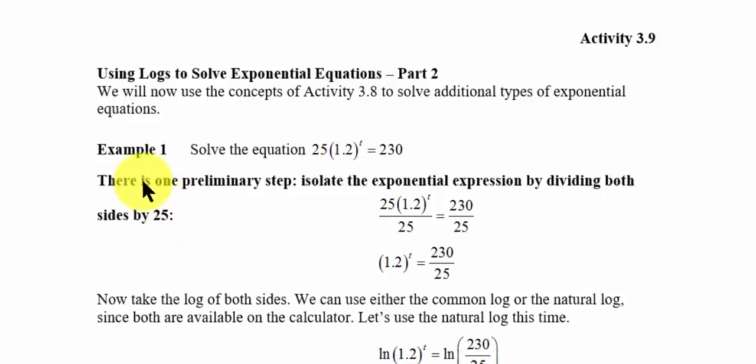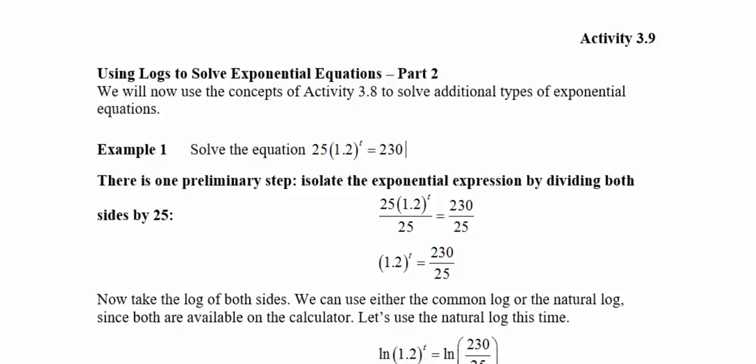So if you look at example 1, it says solve the equation 25 times 1.2 raised to the t equals 230. So the first step is to isolate the exponential. All right, so the exponential is this 1.2 raised to the t. So I need to divide both sides by 25, okay?